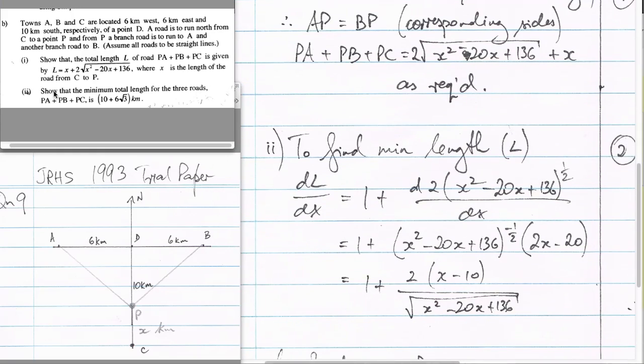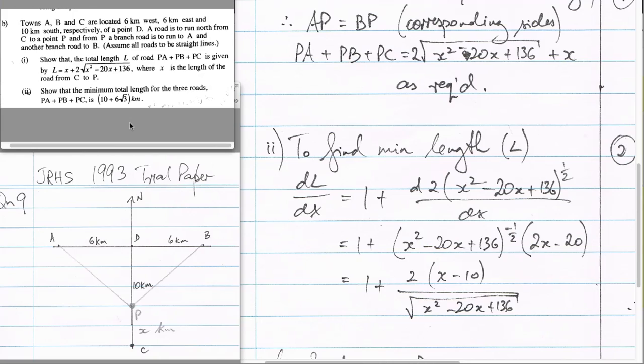Part 2 is over here. Show the minimum total length of the three roads is that. Now the word minimum means we're working with a derivative of L with respect to x, and we've been given that in the previous question. It's a show that question.